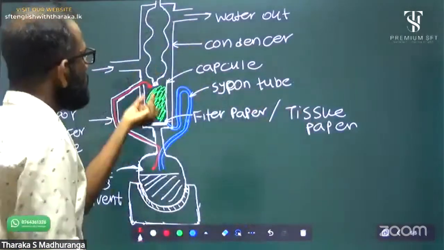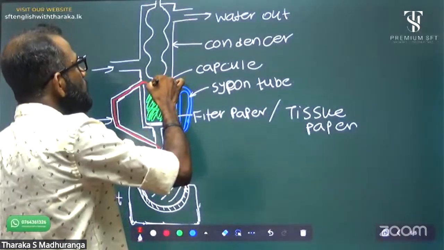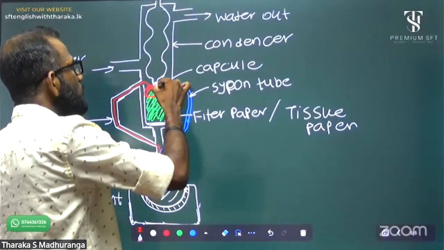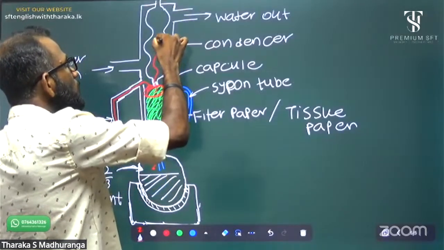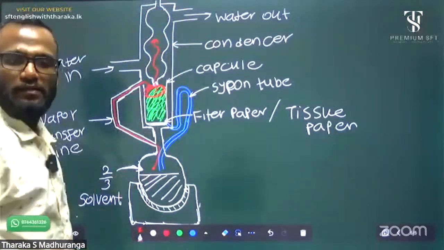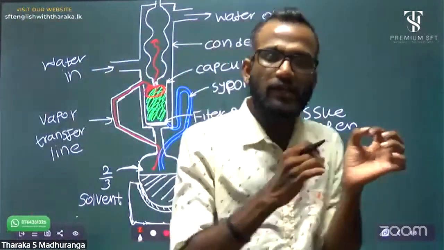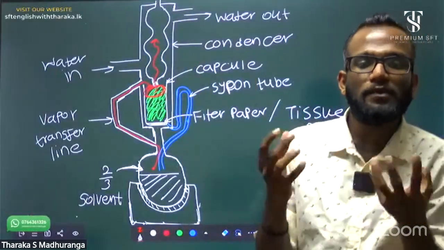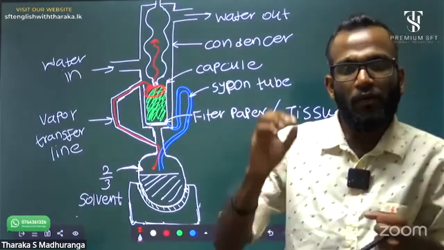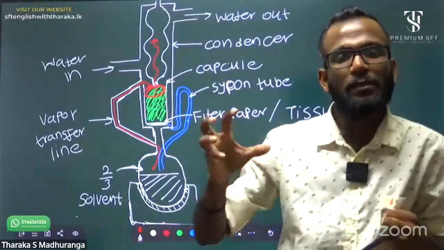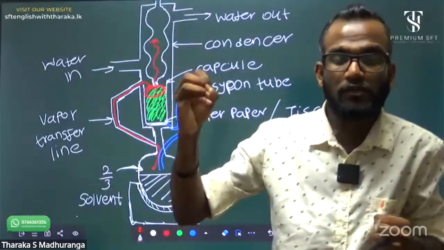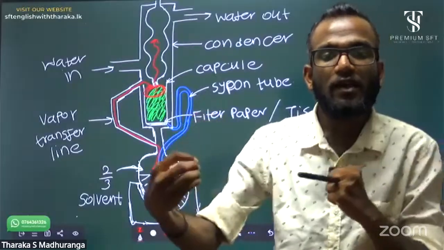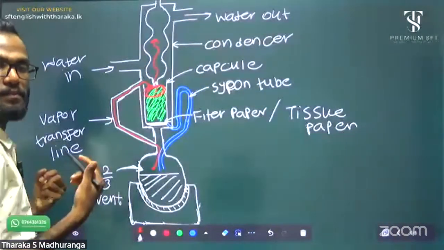Finally, when the quantity increases, the solvent vapor starts to accumulate and then flow into the condenser. This condenser has a continuous cooling process. Actually, cooling is the purpose of using a condenser. Okay, in the cooling process, what happens to this solvent vapor?